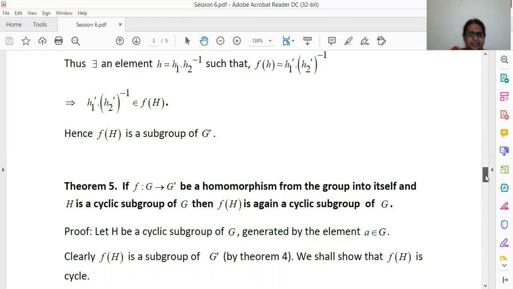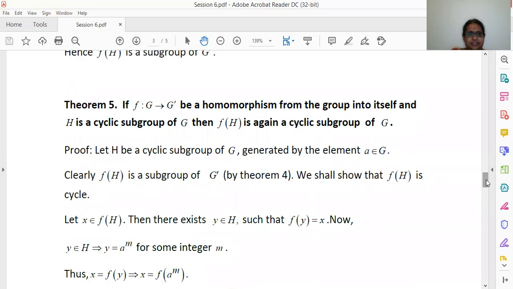Let H be a cyclic subgroup of G. Since it is a cyclic subgroup, it is generated by an element a belonging to G. Now, clearly f of H is a subgroup of G dash. This we are writing from the previous theorem we have shown, that f of H is a subgroup of G dash. The only thing left is we have to show that f of H is cyclic, that is, it is generated by an element.